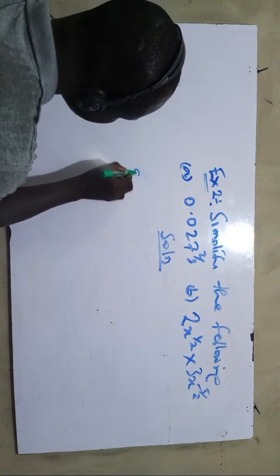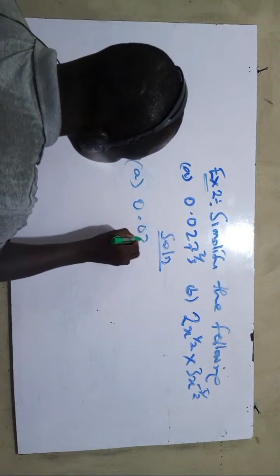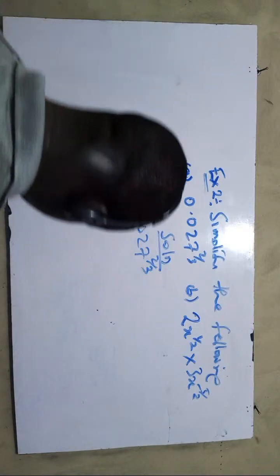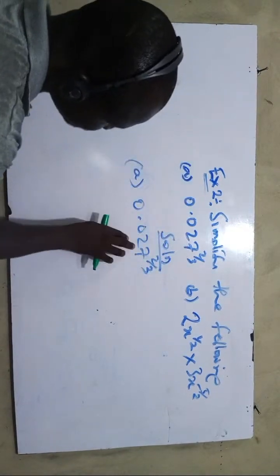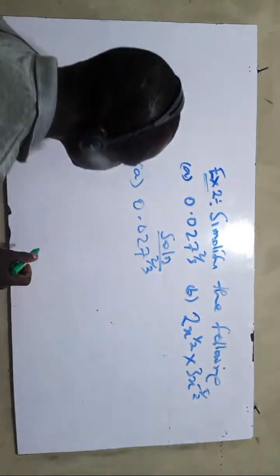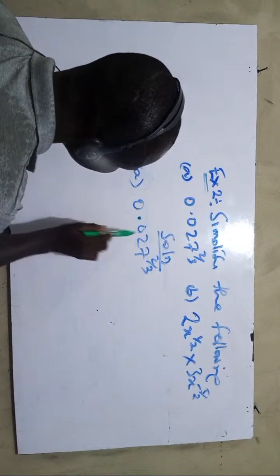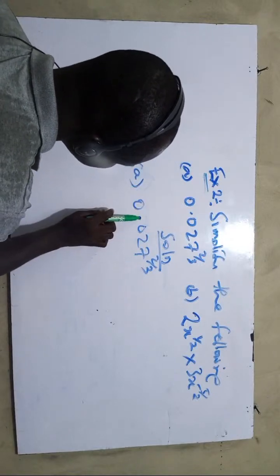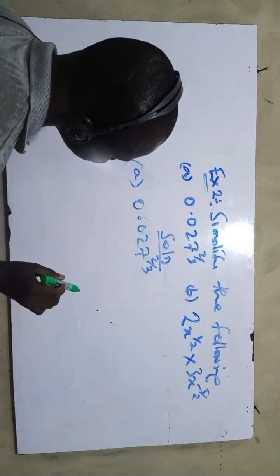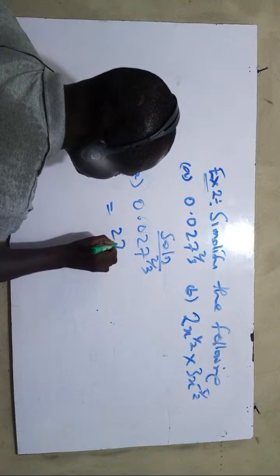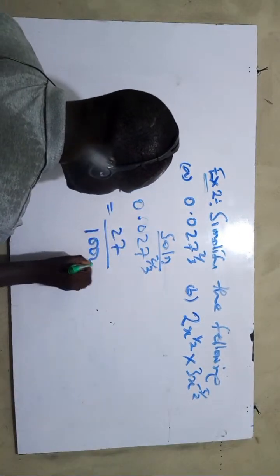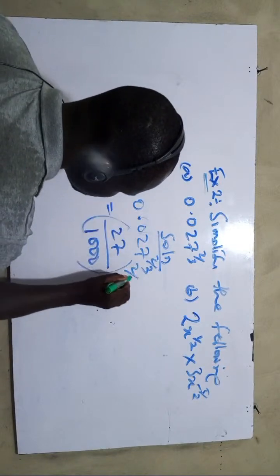Under the second example A, we have 0.027, everything raised to power 2 all over 3. What are we expected to do here? Of course, this is a decimal fraction. If you want to solve this, we can change that decimal fraction to a normal fraction. How do we do that? Just shift the decimal point to the back of the last digit. How many times? 1, 2, 3. So instead of 0.027, I will change this to 27 all over 1,000, since we shifted the decimal point 3 times. Everything raised to power 2 all over 3.